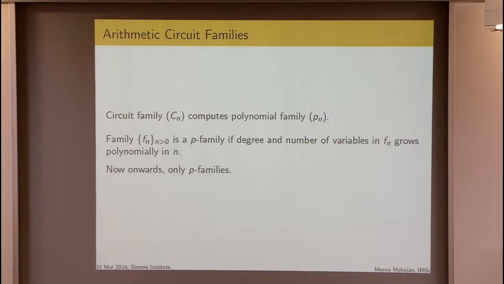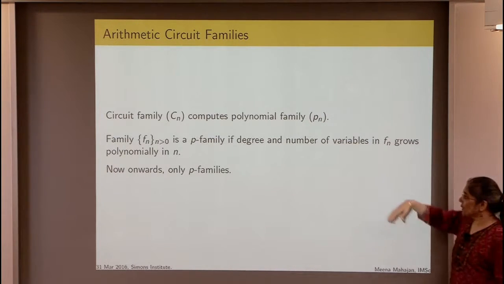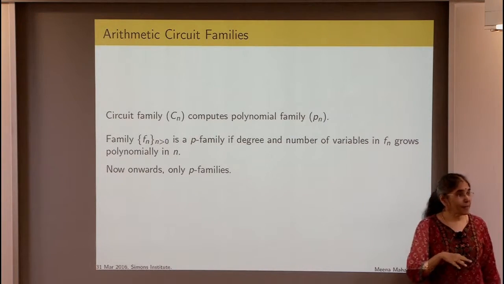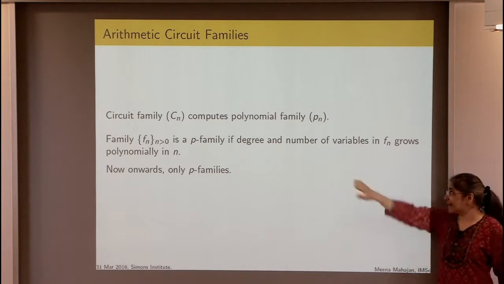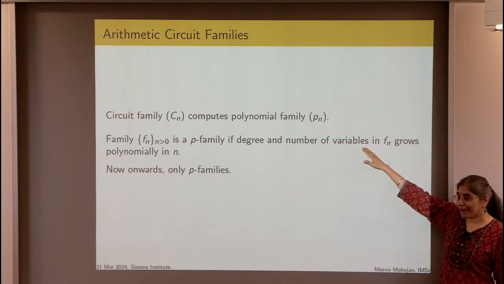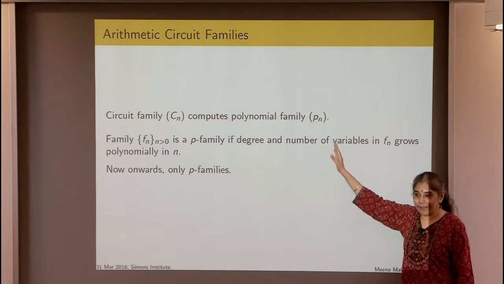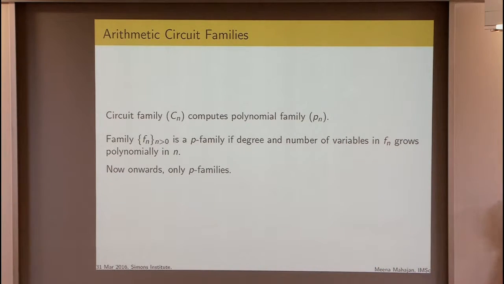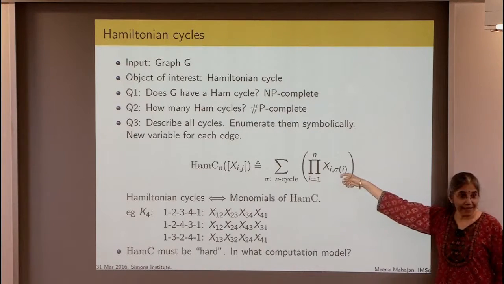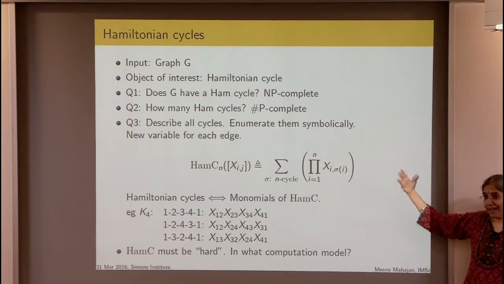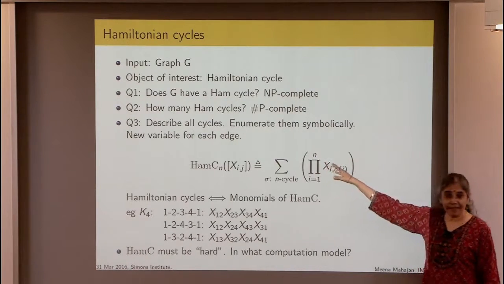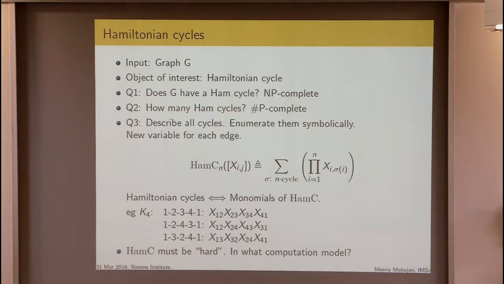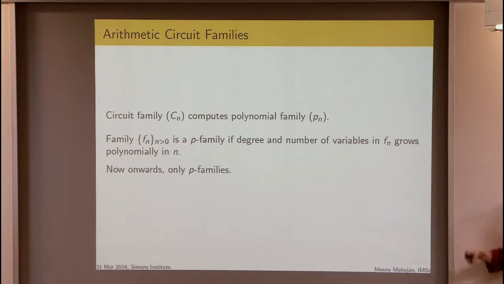We would be interested typically in families of polynomials growing with n. So we'll talk about a circuit family computing a polynomial family. And we are only interested in polynomial families which are reasonable. Reasonable in the sense that the nth polynomial in the family has not too many variables. The number of variables is polynomial in n. It does not have too high degree. The degree is also polynomial in n. And it's easy to see that the Hamilton cycle family certainly satisfies this. The nth polynomial has degree n, and it has only n square variables, one for every edge in the graph. So we'll only be looking at such polynomial families. These are what we call P families of polynomials.